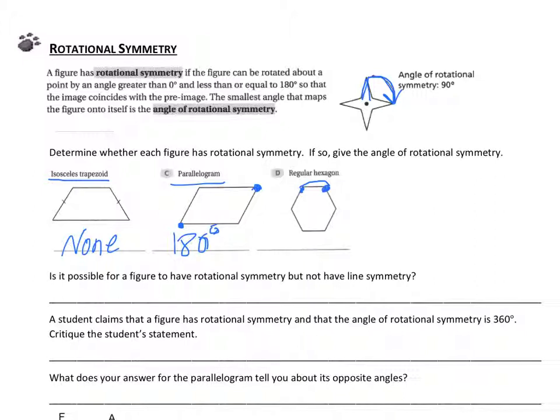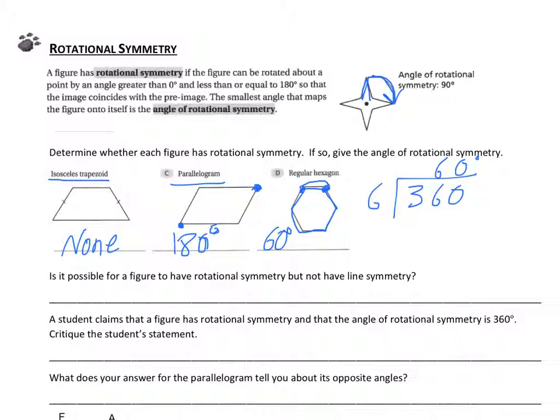But this one, what we have to do, it's a hexagon. It has 6 sides. So it's going to have 6, what we would call the order, it would have 6 different places that it would map onto itself. So if it has 6, we divide one full circle, 360, by 6, and we get 60 degrees. So it has rotational symmetry. The angle of rotational symmetry here is 60 degrees.